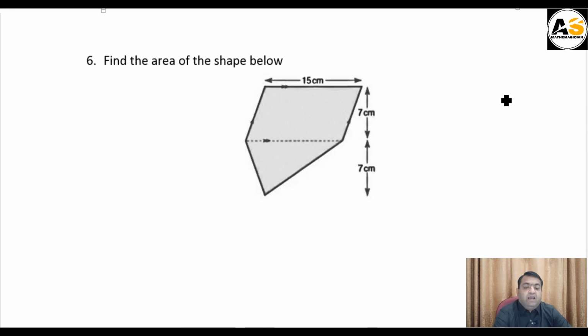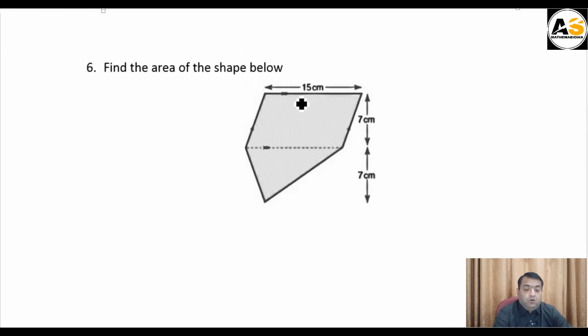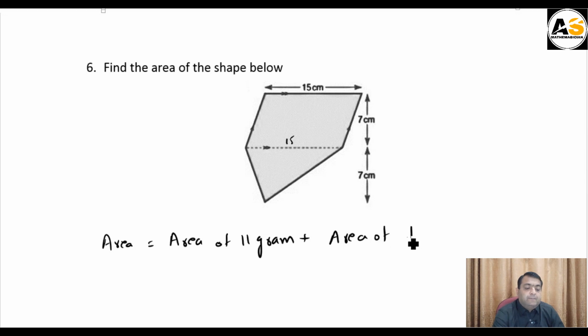Question number 6. We have to find the area of this shaded shape below. This shape is a parallelogram and a triangle. This shows this is a parallelogram and this length is 15, so this will also be 15. This is 15, and the height of this parallelogram is 7. Area of the shaded shape will be equal to area of parallelogram plus area of triangle.